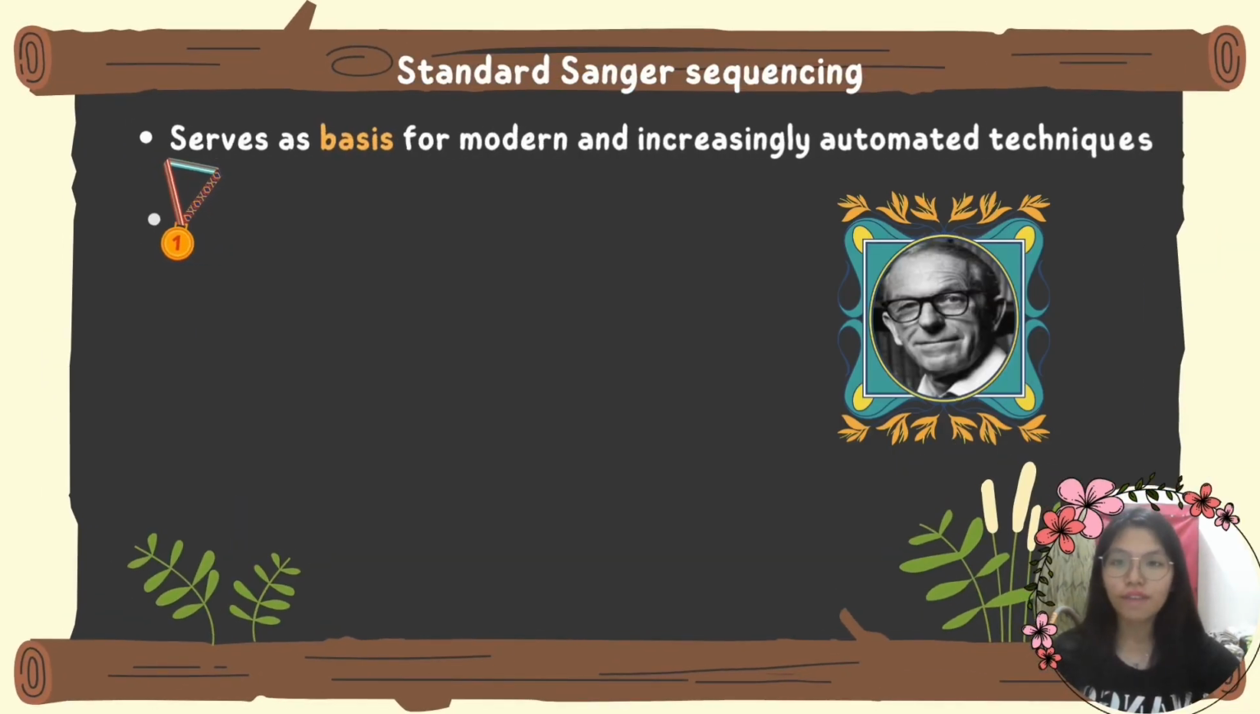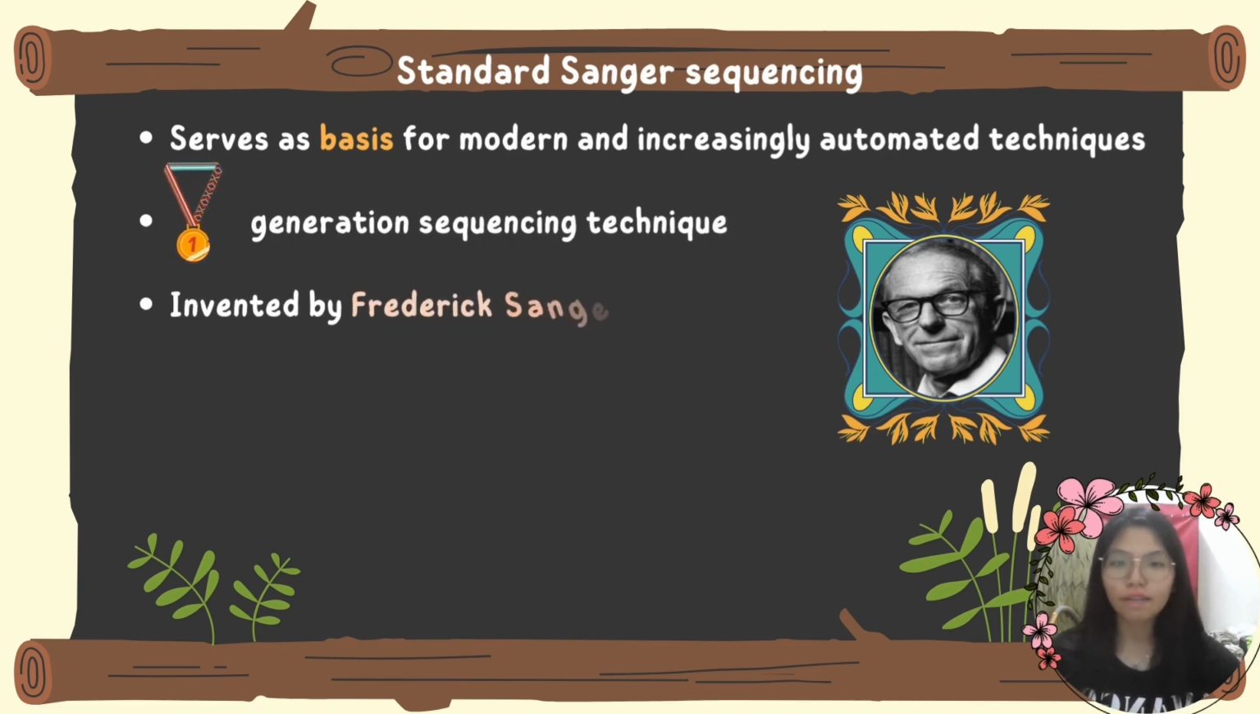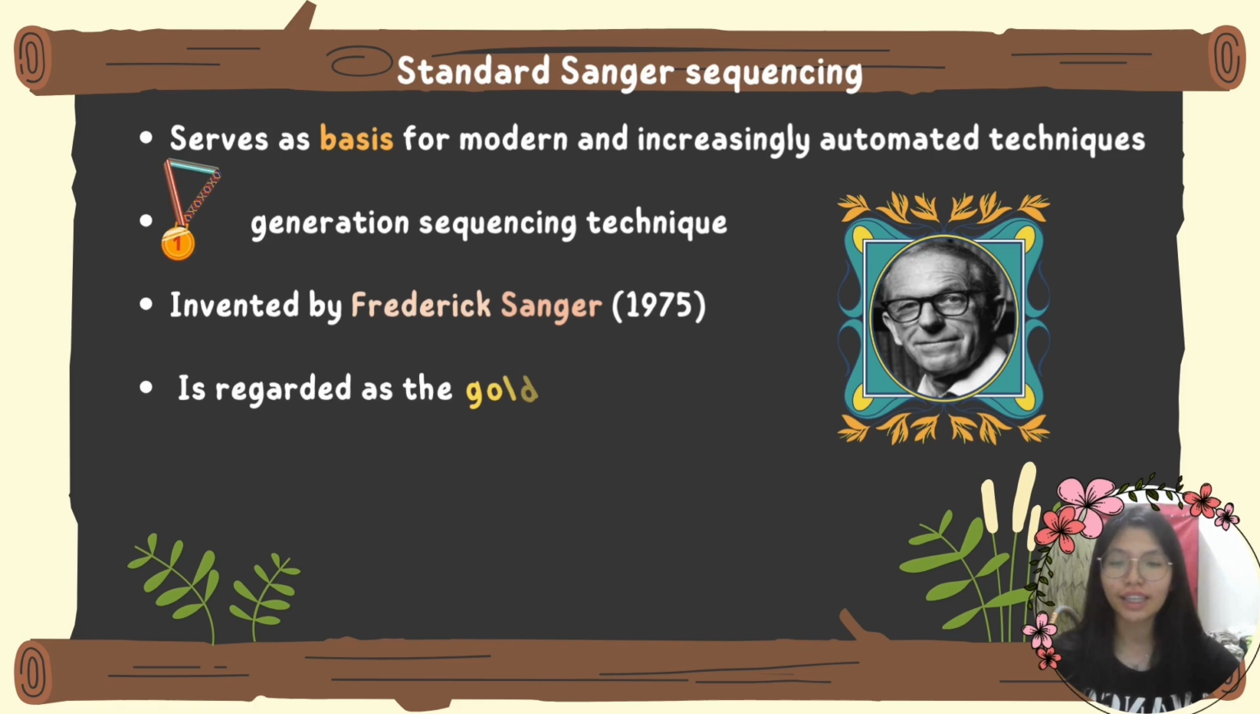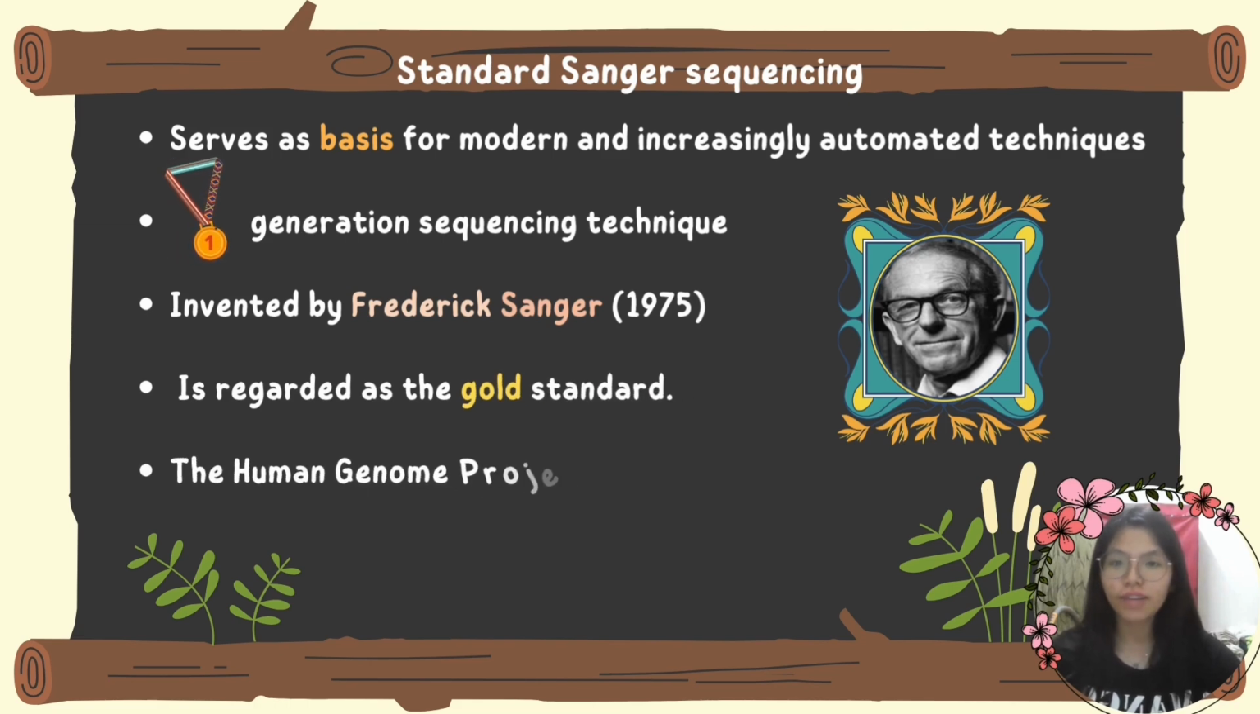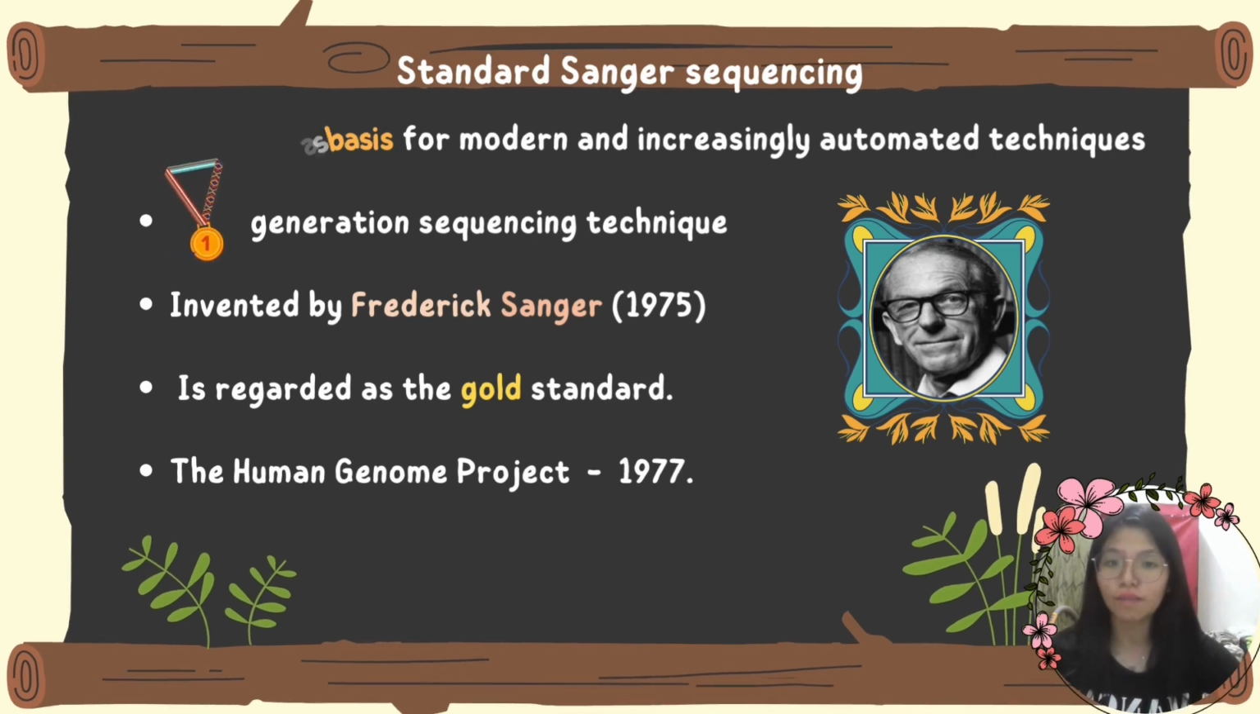Standard Sanger sequencing serves as a basis for modern and increasingly automated techniques. As the first generation sequencing technique, Sanger sequencing was invented by Frederick Sanger in the year of 1975. In terms of DNA sequencing, Sanger sequencing is regarded as the gold standard. The human genome was sequenced using Sanger sequencing in the year of 1977.